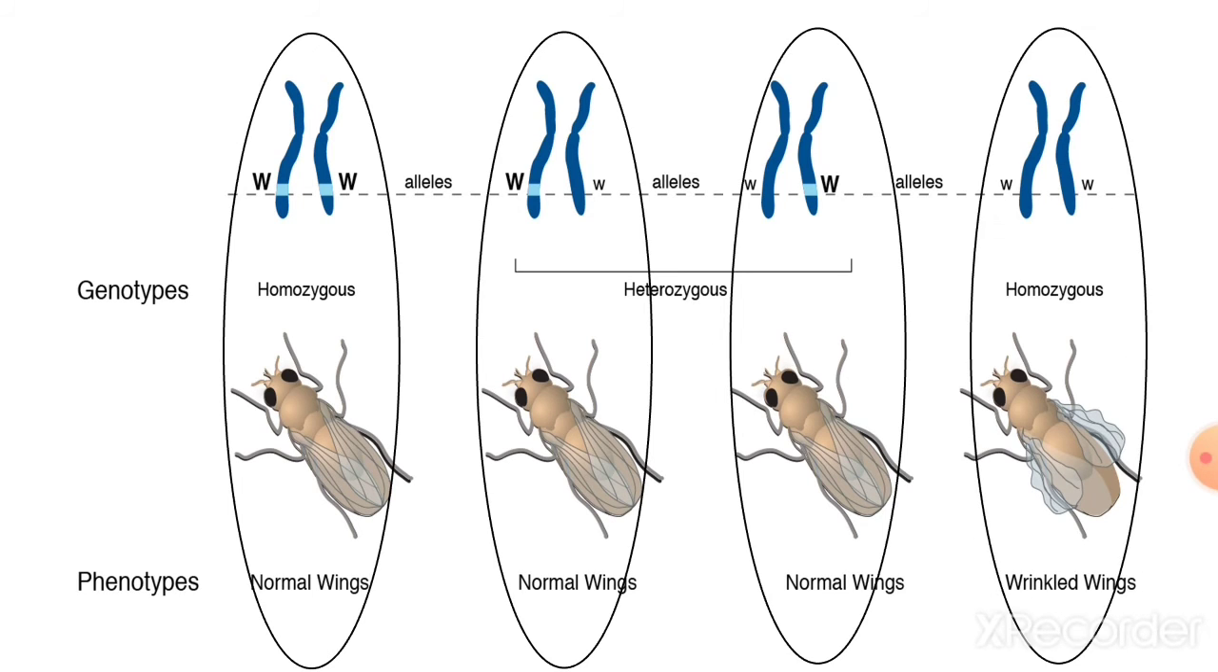In the fourth condition, both the alleles are the same, meaning it is also a homozygous condition. Now the effect of these alleles is a wrinkled wing in the offspring. In this situation, both the alleles are recessive and in homozygous condition.